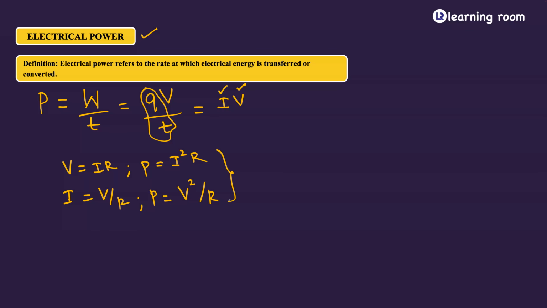And the next question is, what is going to be the unit of this? If you observe the unit, work done is measured in joule and time is measured in second. The joule per second is called watt and it is represented by the symbol capital W. Don't get confused between this W and this W.